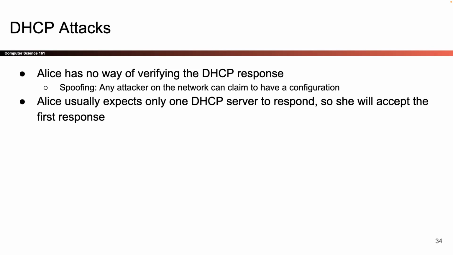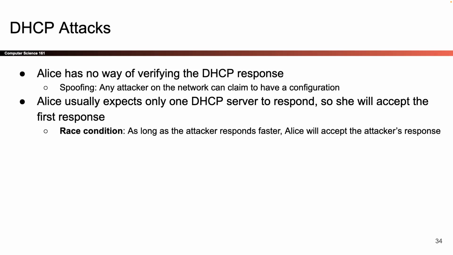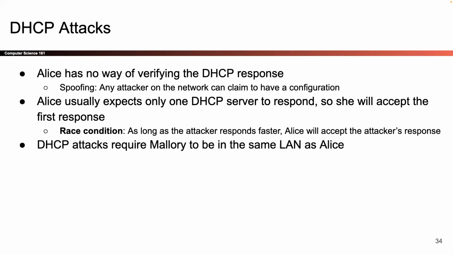So as soon as you get one, you're usually just going to accept it. And that introduces another race condition, which is that if the attacker's malicious answer shows up first, Alice is probably going to accept it first, because why would she sit there waiting for the second one to show up? This one is kind of implementation dependent. If you want to implement the DHCP differently, you could, but that's what we have on the slide.